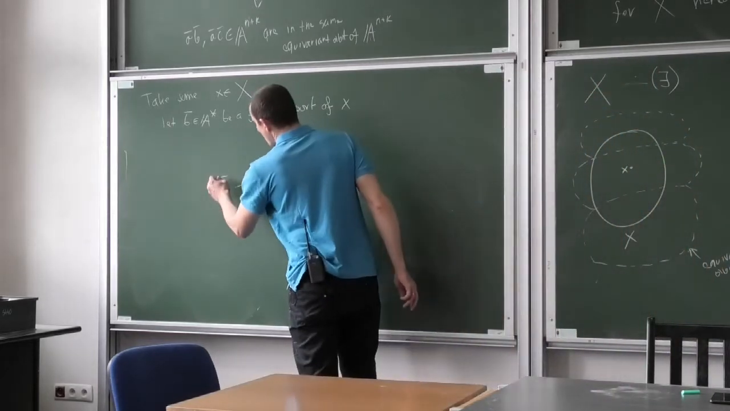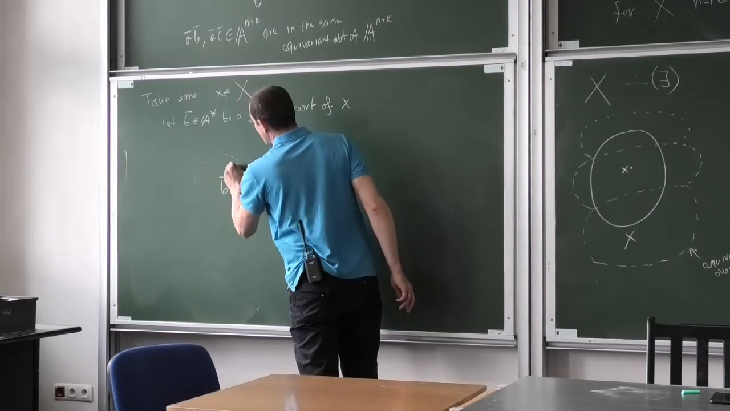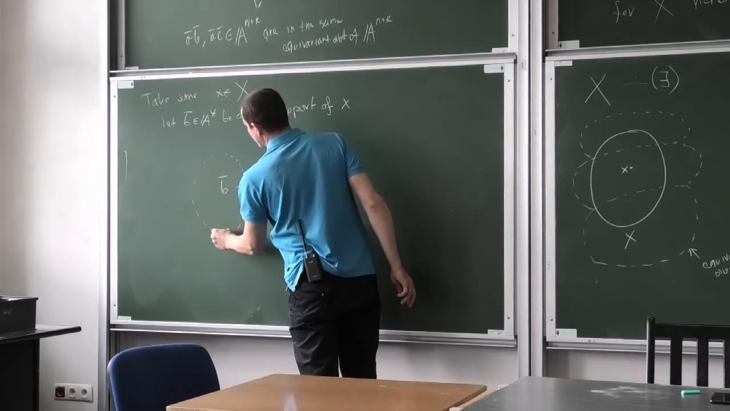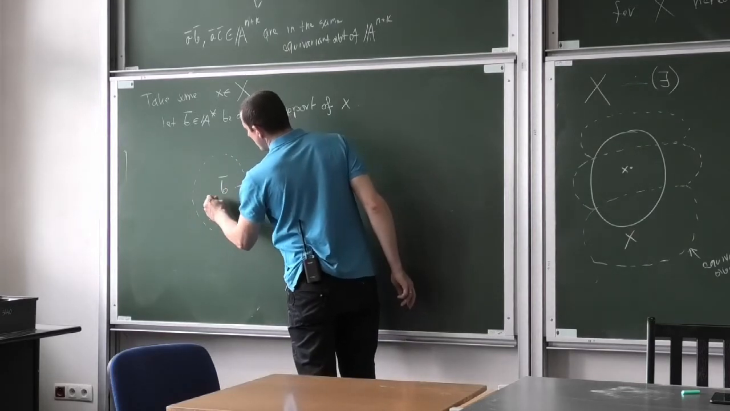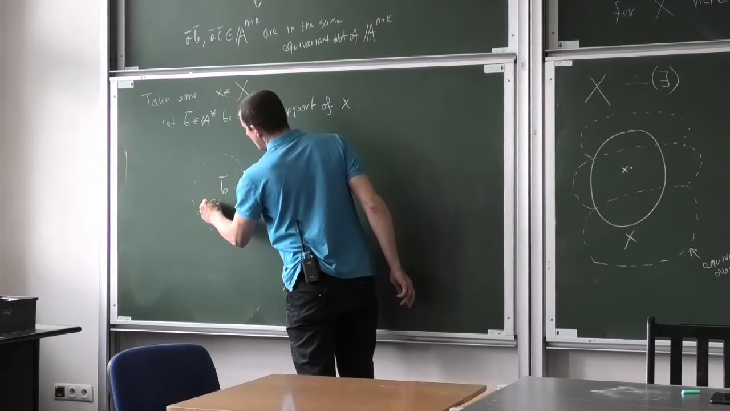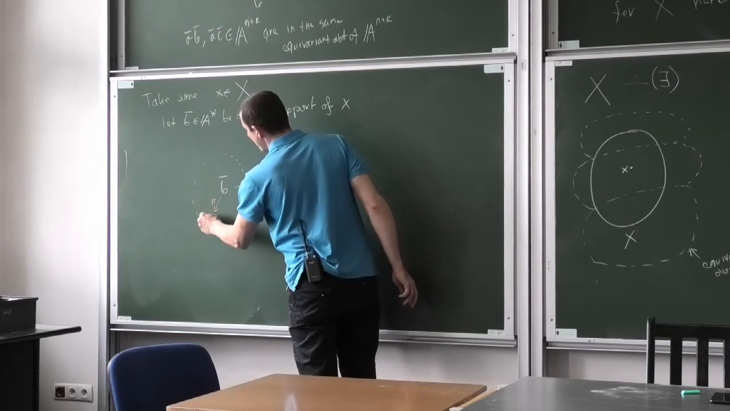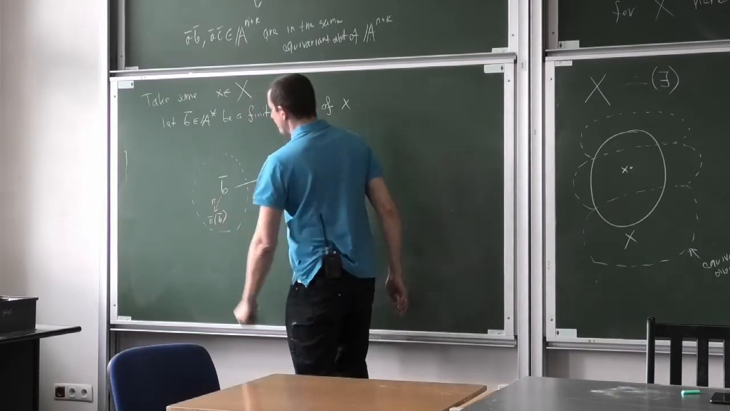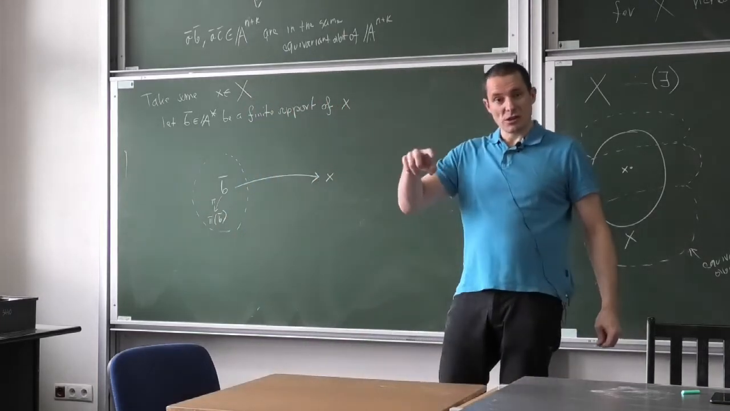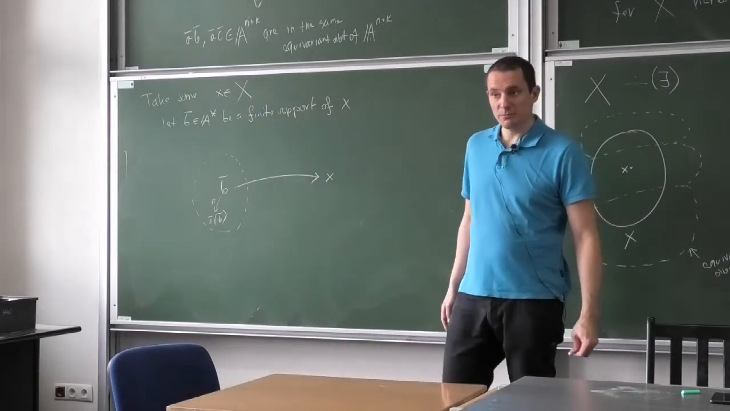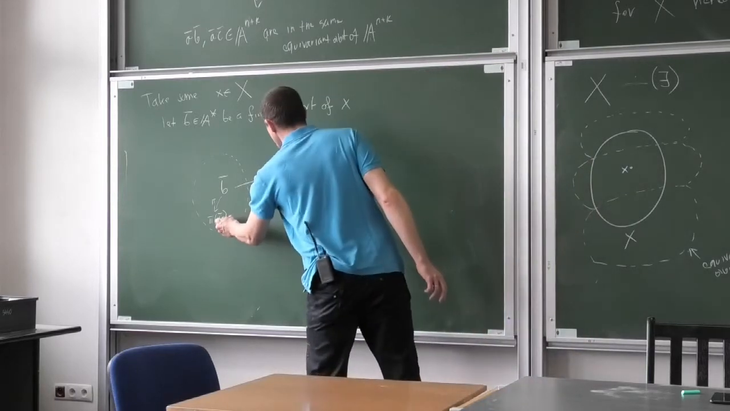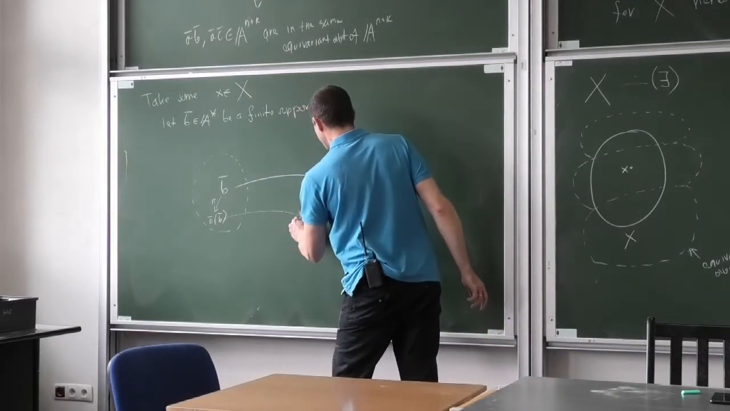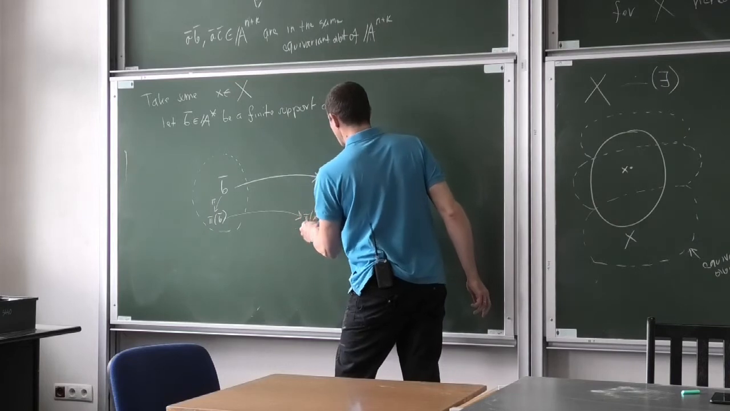If I take some pi, which takes me to a similar element to B, I want to map it to a similar element of X.